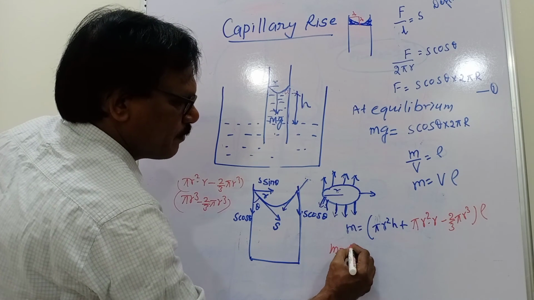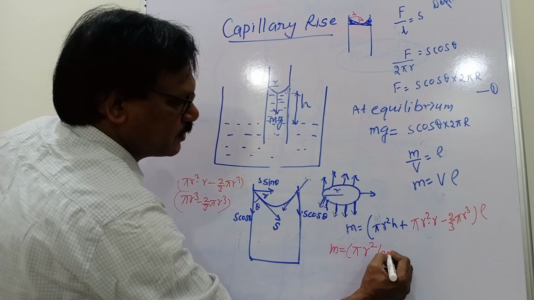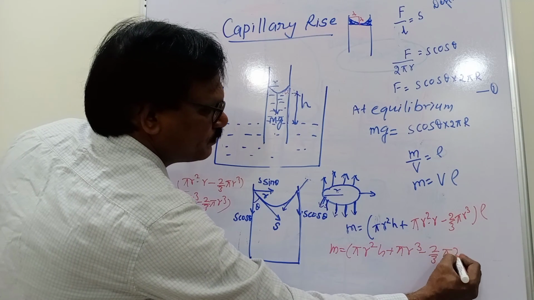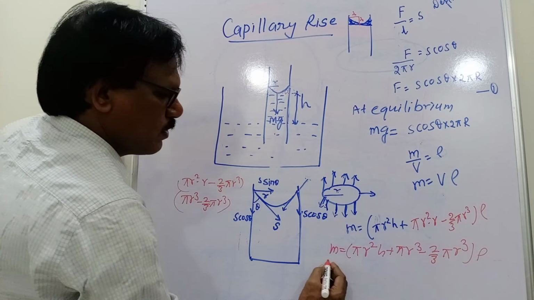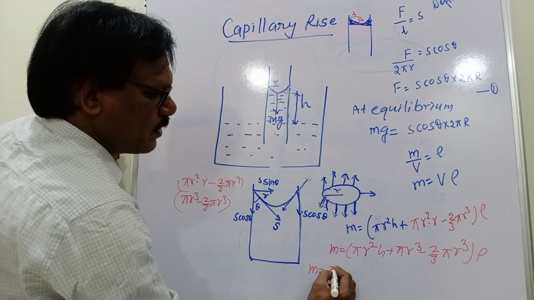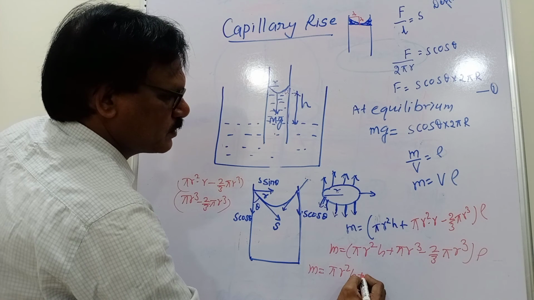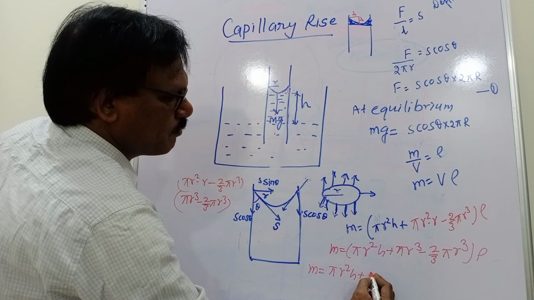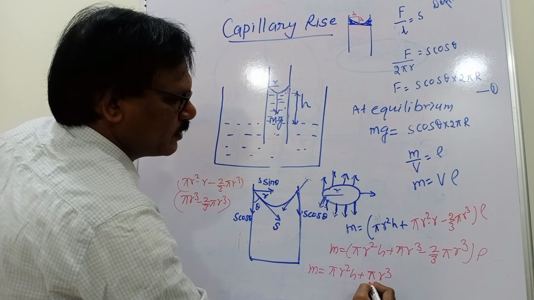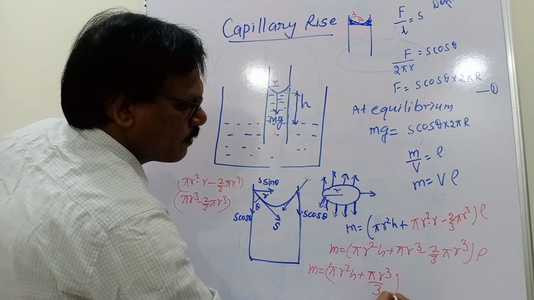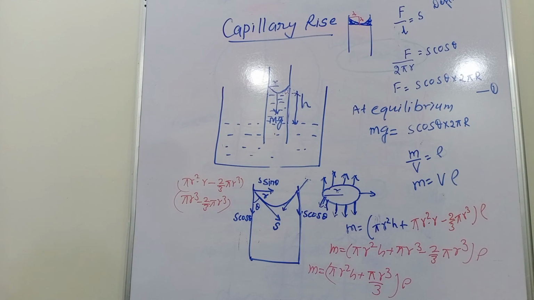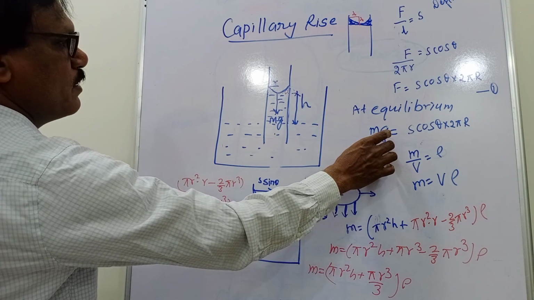So mass will be pi r square h plus pi r cube minus 2 by 3 pi r cube into rho. So mass will be pi r square h plus pi r cube by 3 only, into rho. And this is equation number 2. So if we equate equation 2, now we have to put this mass in this equation.